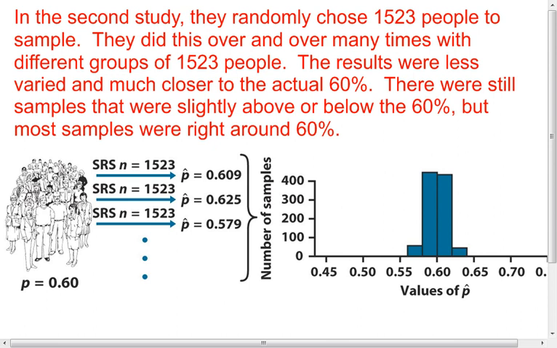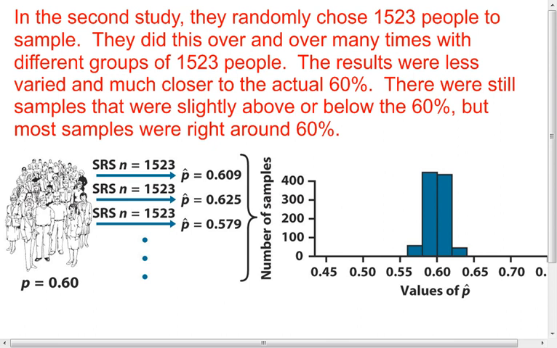Then they repeated the study, and this time, instead of sampling 100 people, they chose 1,523 people to participate in their study each time they did it. And they did that over and over and over again. 1,523 people each time they surveyed. And when they did that, they got results that were much closer to the actual 60%. They still had some groups that were a little bit over 60%, and they still had some groups that were a little bit under 60%, but most groups were pretty darn close to that 60% of the population that has bought a lottery ticket. So you can see that the more people you sample, the more likely you are to be closer to the actual truth.